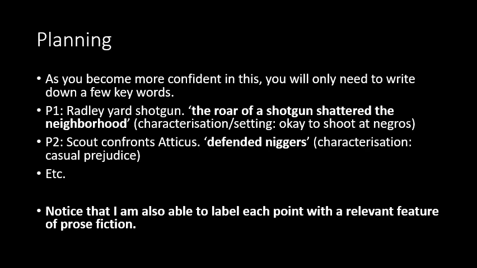That's the point that I want to make, but it's being made through the characterisation or the setting of this time period. Paragraph 2, Scout confronts Atticus, and this is the characterisation of Scout using these words as a form of casual prejudice. And we continue through our plan much quicker once we get more confident with it. And you'll notice here that I'm labelling each point now with a relevant feature of prose fiction, so plot, character, setting, key incident, turning point, all this stuff that you should be studying, getting to know through your classroom lessons, familiarity with your genre, different for drama but different for film, but in this case the prose features.